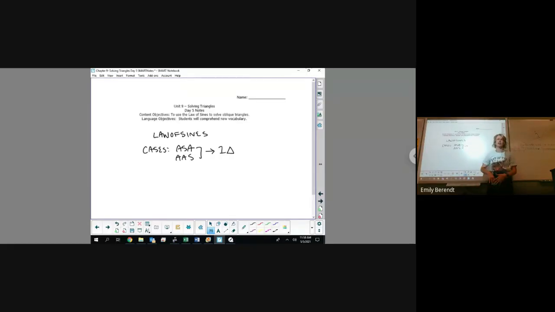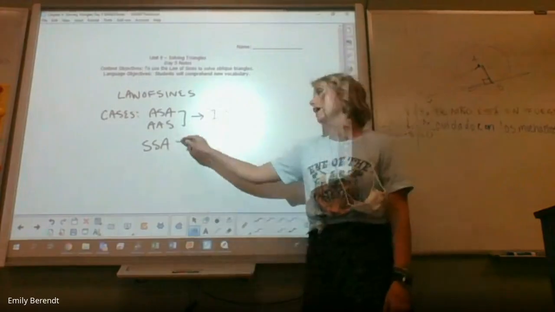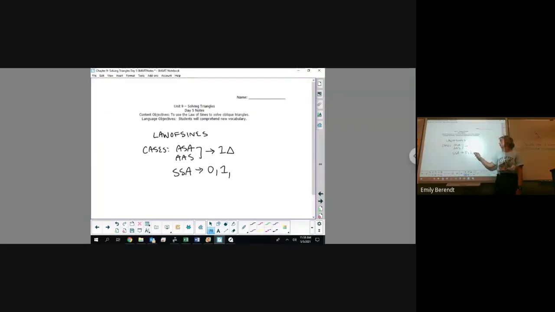Today we're working with the second type of case, and that's your SSA, or ASS, if you want to write that word on your paper. If you don't, whatever. This one will make 0, 1, or 2 triangles. As we work through them, I will tell you how many there are so you can adjust your handwriting, because if there are 2 triangles, you're doing double the amount of work. You'll have 2 full charts.